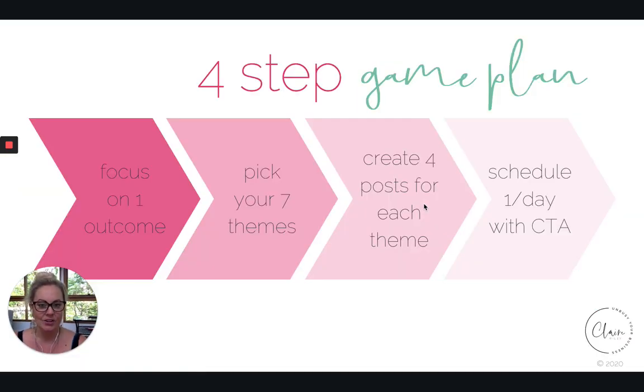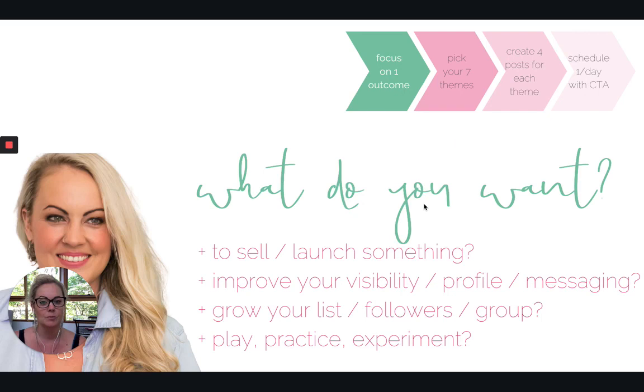Okay, so these are the 4 steps for our game plan that we're going to talk through today. The first thing that you need to focus on is understanding what it is that you want to get out of having a month's worth of content on your Facebook page. Then we're going to pick 7 themes. You can pick 4, you can pick 30, it doesn't matter, but today we're going to focus on 7, and that's my suggestion. We're going to create 4 posts for each of those themes within the framework of the focus of the outcome that you want to get for the month, and then we're going to go ahead and schedule it. So super simple.